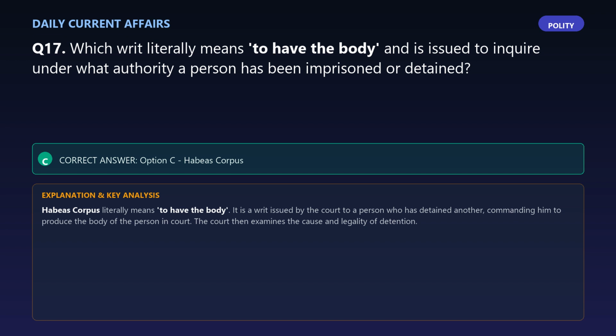It is a writ issued by the court to a person who has detained another, commanding him to produce the body of the person in court. The court then examines the cause and legality of detention.